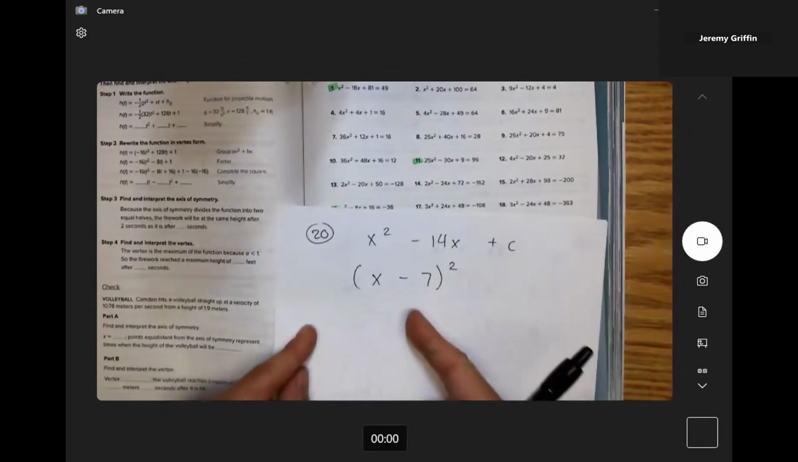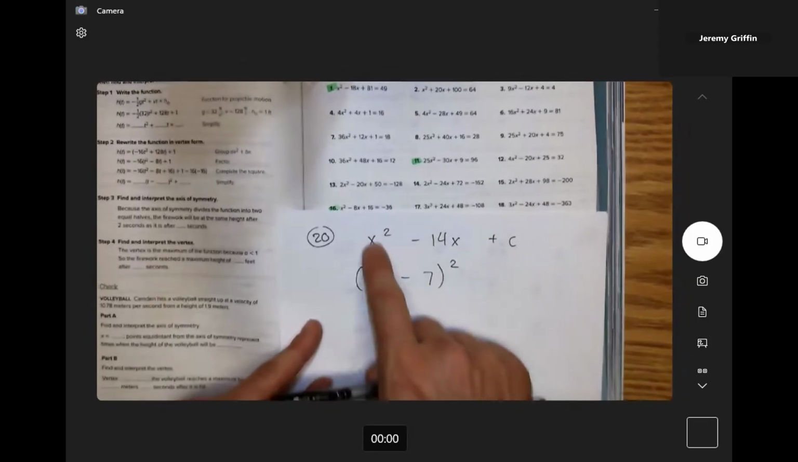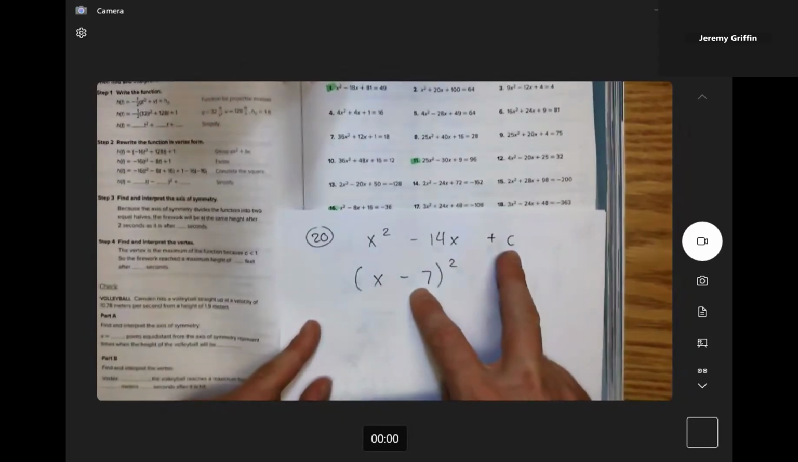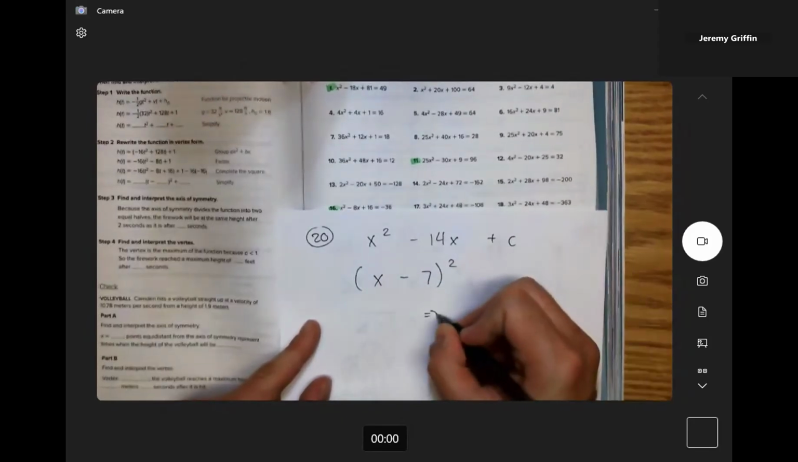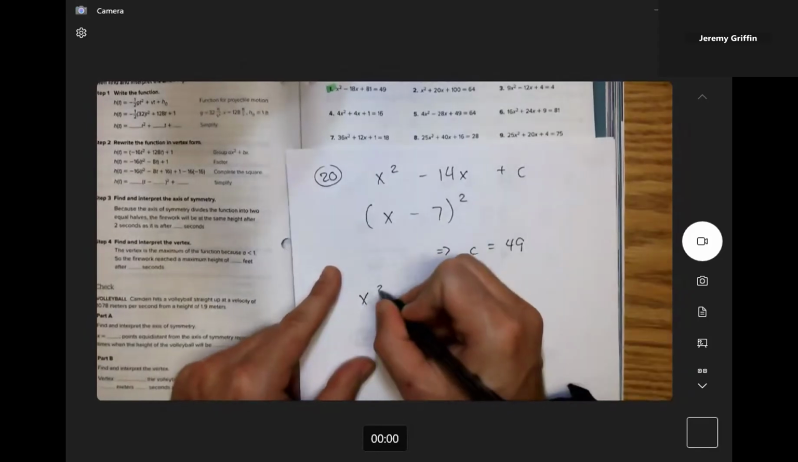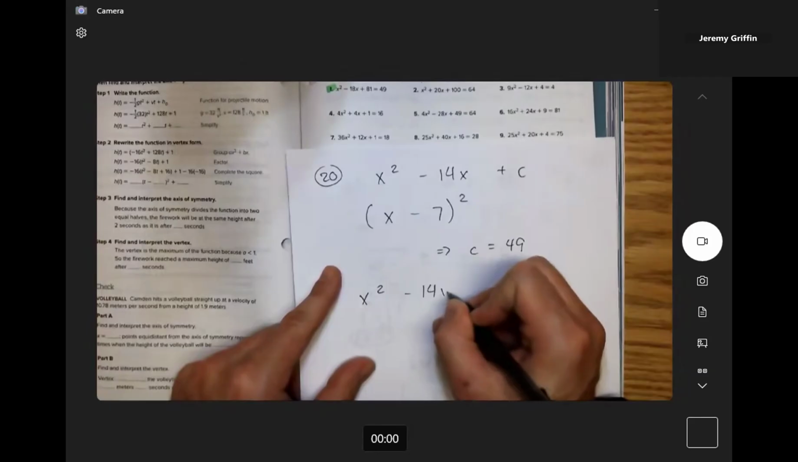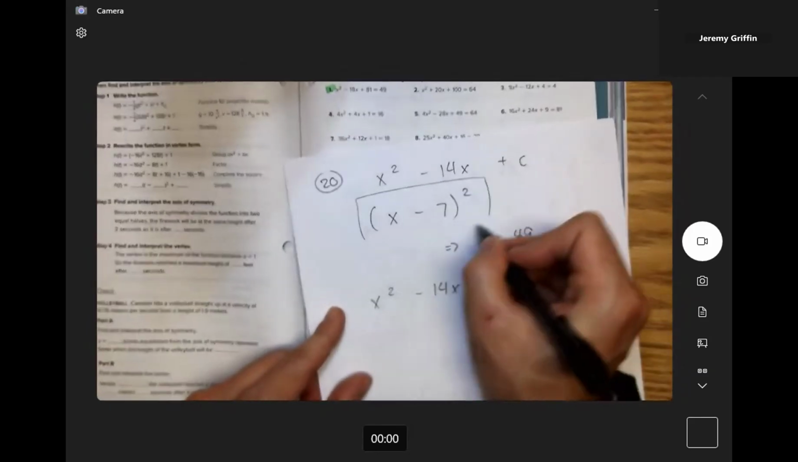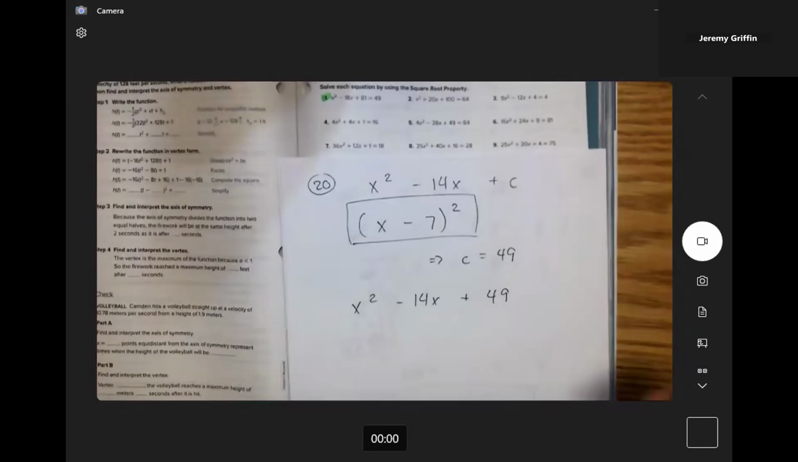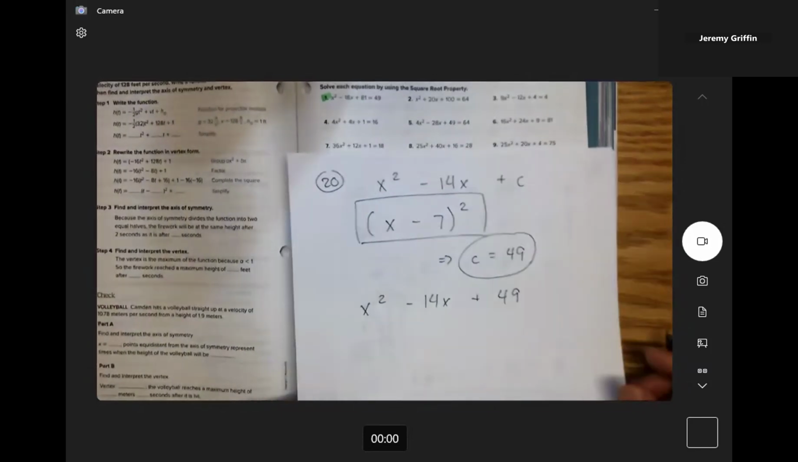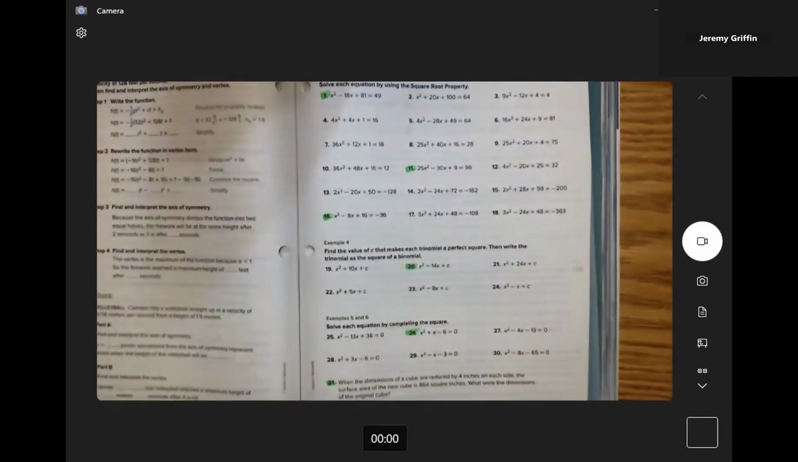So x squared minus 7x minus 7x would give minus 14x. But this would be plus 49. So therefore, c equals 49. That should be like x squared minus 14x plus 49. And then this is writing it as the square of a binomial. So this and this, so c is 49. Okay, there you go. That was 20.